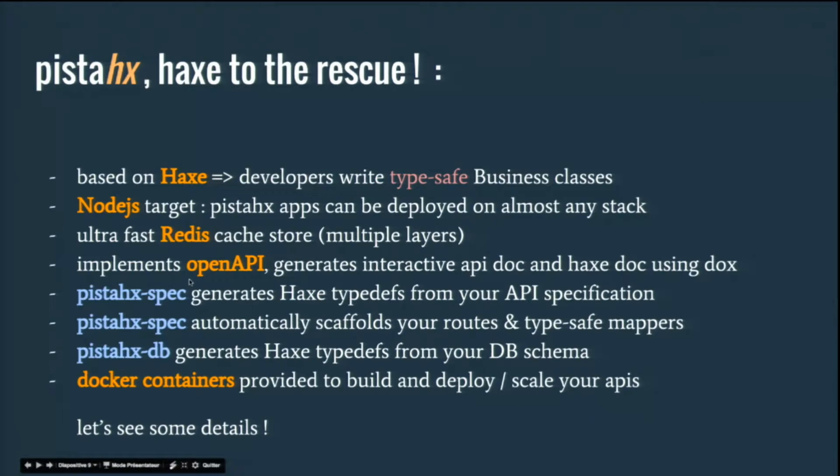Pistahx is based on many modules which interact together to generate your API from your design. So we will see how. And here you see that there are some modules, for example, pistahx-spec, which will help you generate Haxe typedefs from your specification. It can also automatically scaffold all the boilerplate for your routes and also generate type-safe mappers between your schema, your DB, and your API, the objects you want to expose to the world.